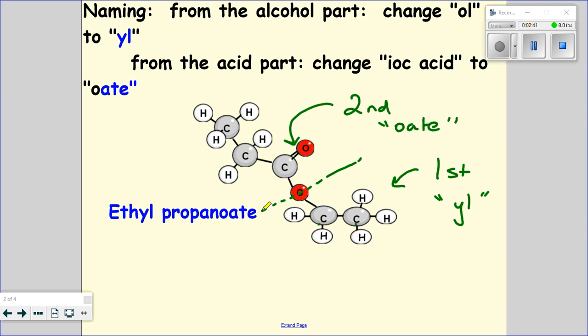So from the ethanol, we're going to have ethyl. Ethyl is what I name this half of the molecule. From the propanoic acid, we're changing it to propanoate. So all esters have a first name, last name.